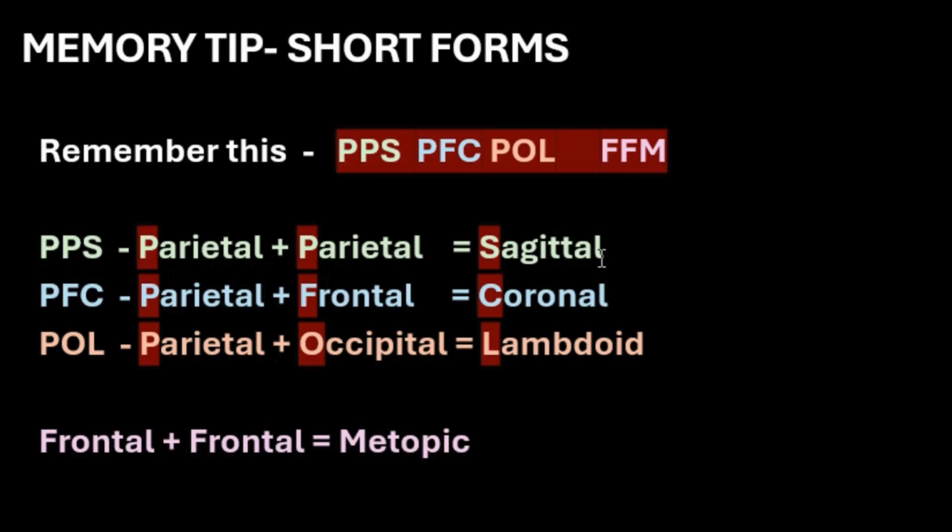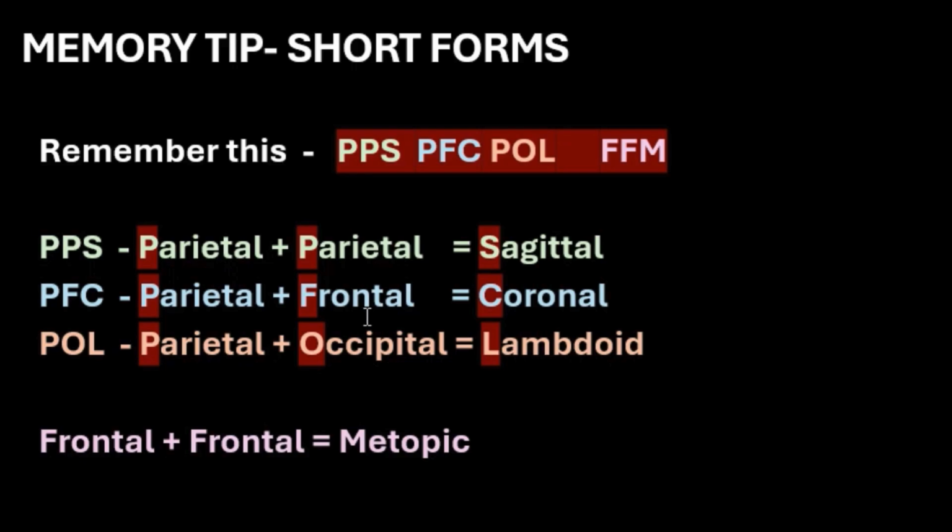PPS, parietal plus parietal is sagittal. So sagittal suture is in between two parietal bones. That is PPS. PFC, parietal plus frontal is coronal. So the coronal suture is between parietal and frontal bones. POL, parietal plus occipital is lambdoid. That is the short form for lambdoid to remember. FFM, frontal plus frontal is metopic. So in between frontal bones, the metopic suture.